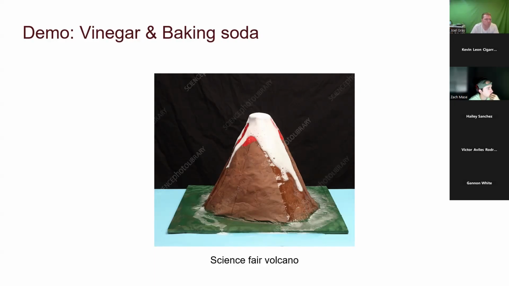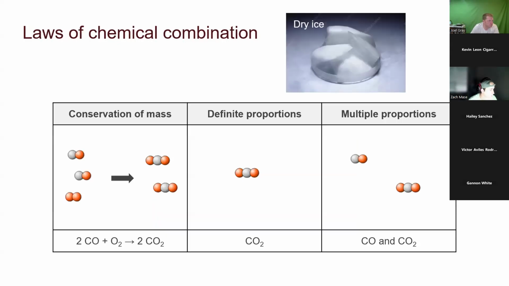Okay, so vinegar and baking soda. You produce a gas here. That gas evolves, and that gas is carbon dioxide. Now, there are laws of chemical combination where you have the conservation of mass, definite proportions, and multiple proportions. Here we have CO, carbon monoxide, and O2 that will produce carbon dioxide. So our law of conservation of mass is that these reactants, CO and O2, react in a perfect ratio to one another to produce CO2.